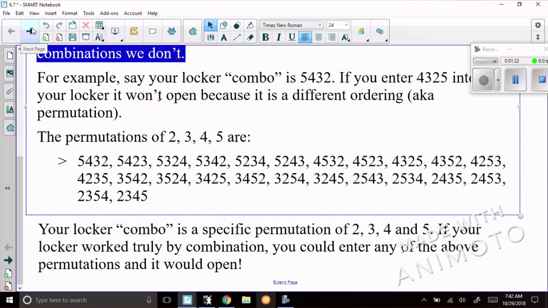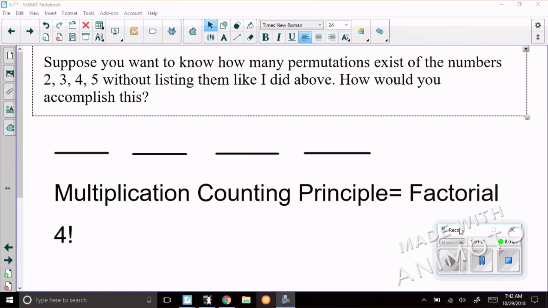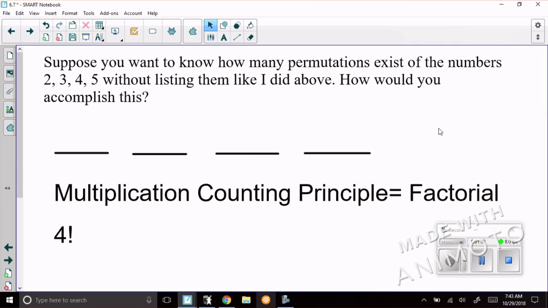So let's practice finding permutations and combinations here. All right, so this first one says, suppose you want to know how many permutations exist of the numbers 2, 3, 4, 5 without listing them like I did above or on the previous page. So how would you accomplish this?